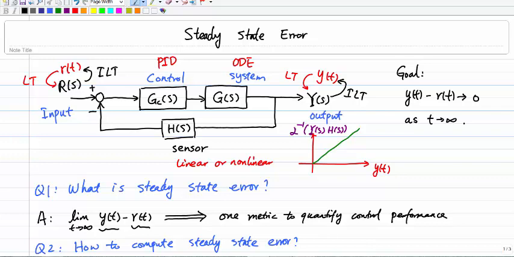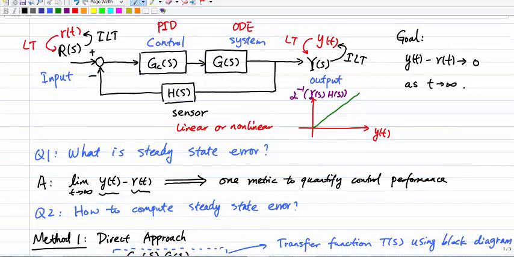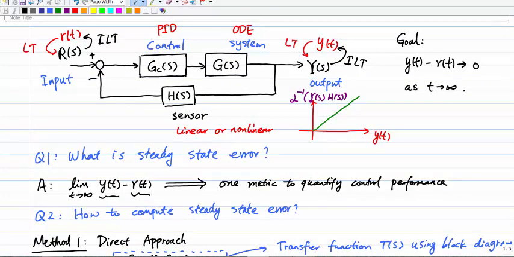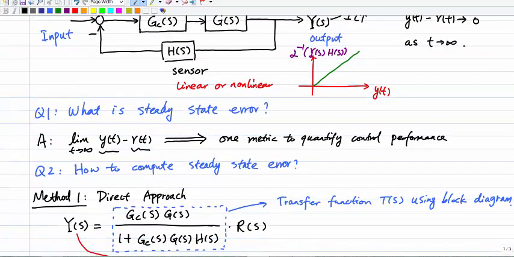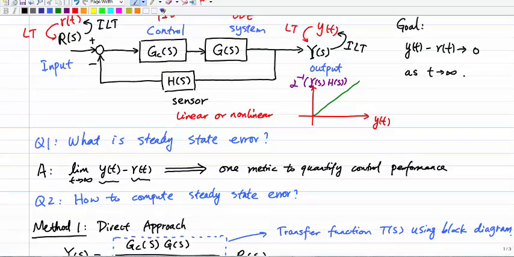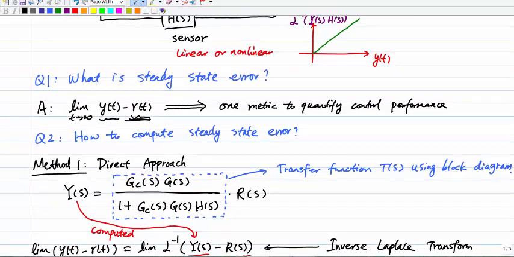Through this lecture, I'll talk about how to compute the steady state error, which means the value of y sub t minus r sub t as t goes to infinity. There are mainly two approaches we can use to compute the steady state error. Typically the input is already given, so we just need to compute y sub t and then compute the limit. The direct approach means we need to compute y sub t.